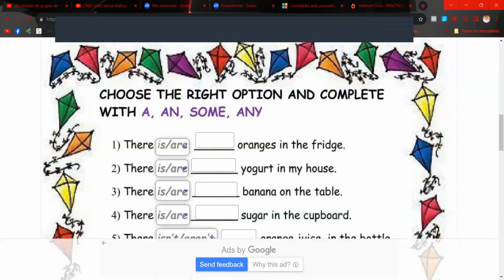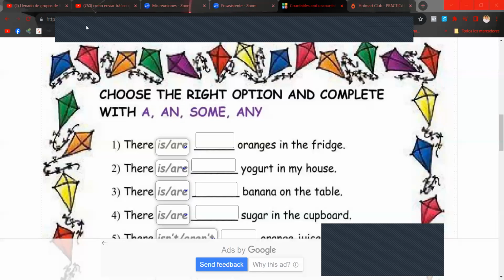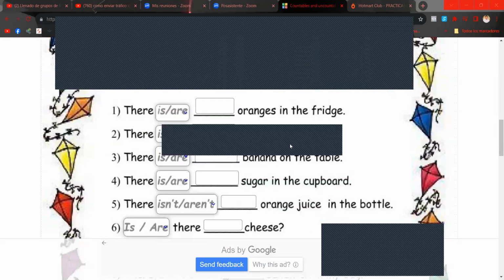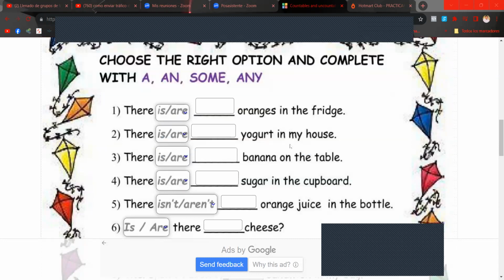Ahora nos vamos a la última parte. You have to pay attention here. Focus on this. Participate here. 3, 2, and 1. Tell me this. There are oranges in the fridge. You have to say here, there.